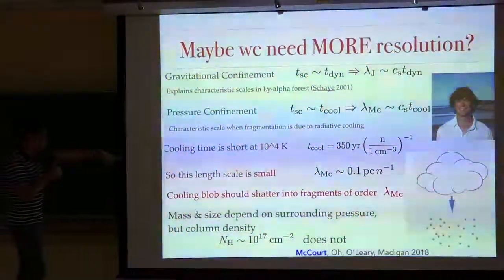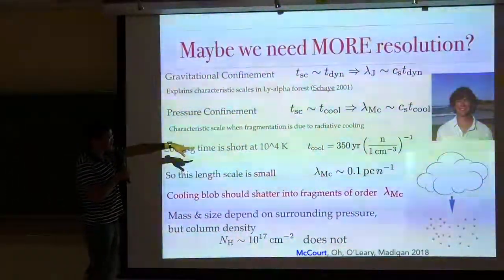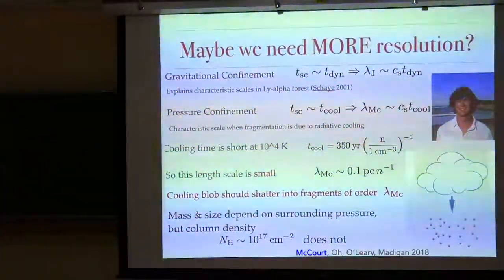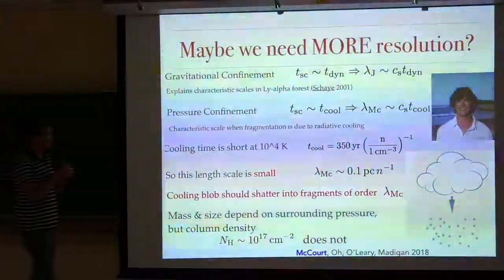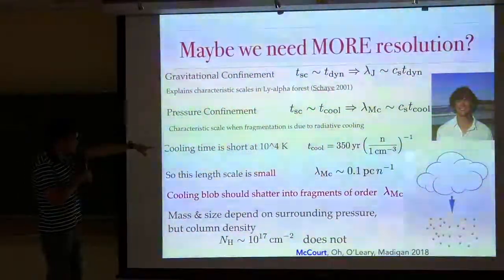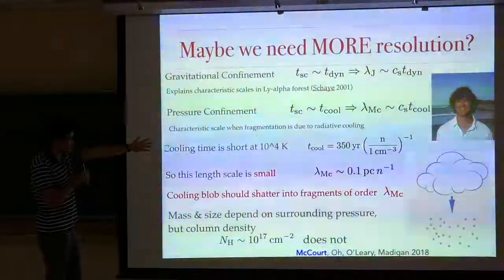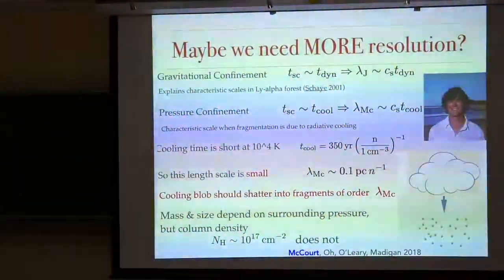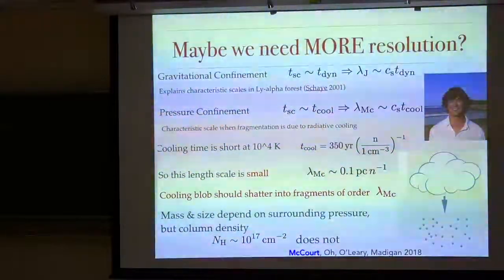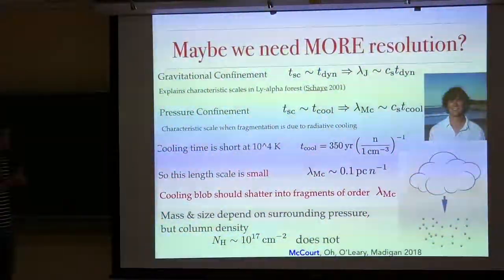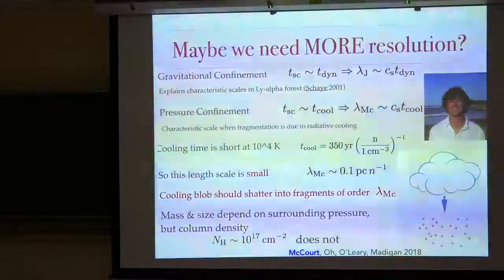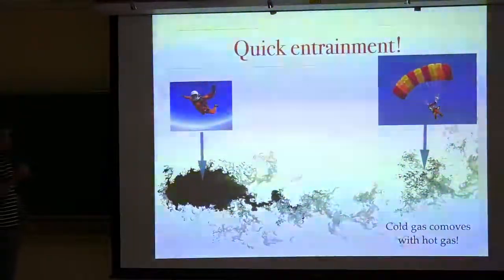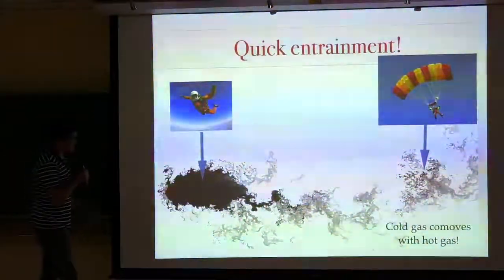And this scale is very small because if you're in pressure balance, and I know Jeff said that often you're not, but if you are, then densities can be quite high for the pressures that we tend to see. And this gives you a very small scale, which is not resolved in most galaxy simulations.